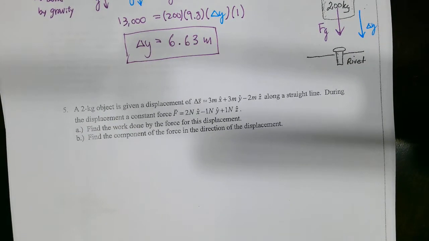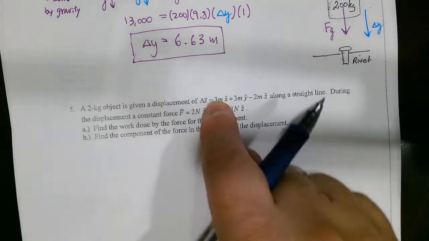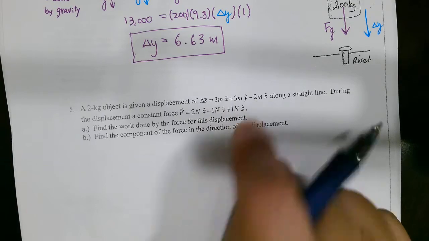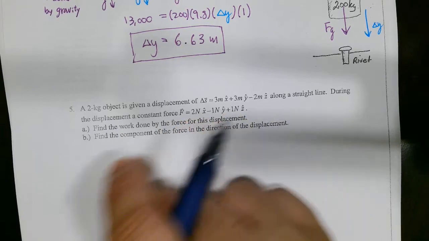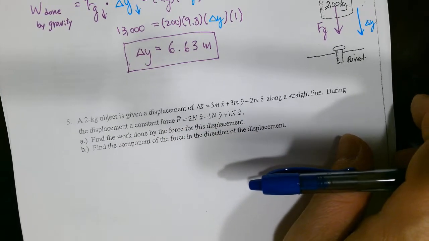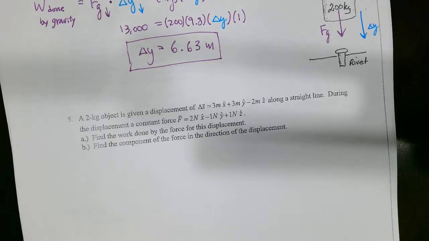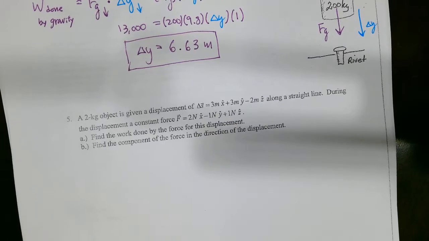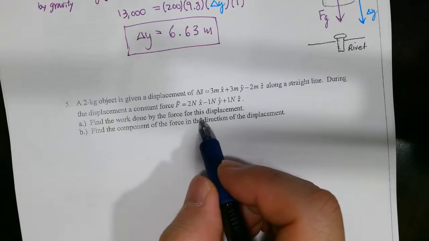All right. Number 5. We have a 2-kilogram object given a displacement of this much along a straight line. During the displacement, a constant force of this many newtons is being applied, right? I don't like how they put all these newtons inside each one of those components as well as these meters. It looks so intimidating. All right. So find the work done by the force for this displacement.